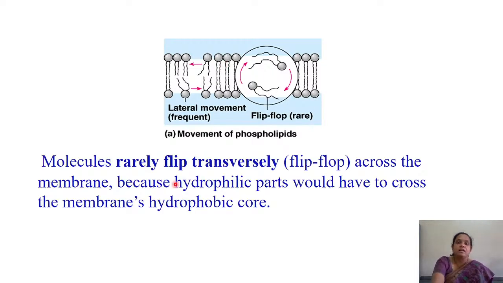Molecules rarely flip transversely across the membrane, because the hydrophilic part would have to cross the hydrophobic core. If they flip-flop like that, these hydrophobic parts have to come into touch with the hydrophilic aqueous part. Here and there aqueous part is there. They have to come into touch with that. So the glycerol and this part never move. Only the fatty acids that are present inside do the movement.